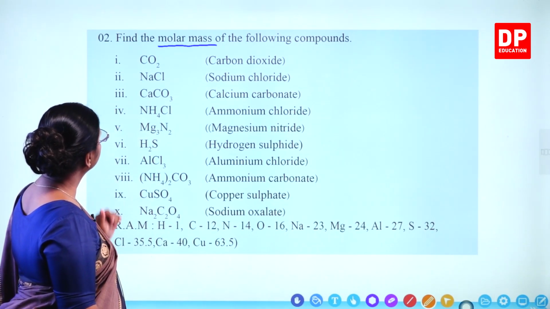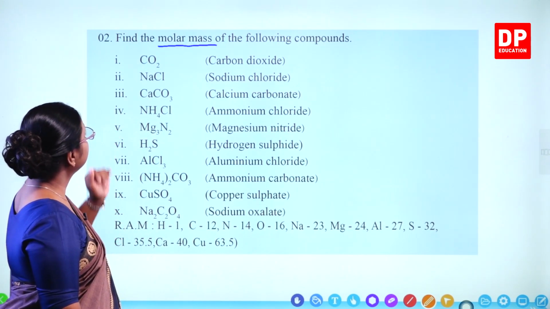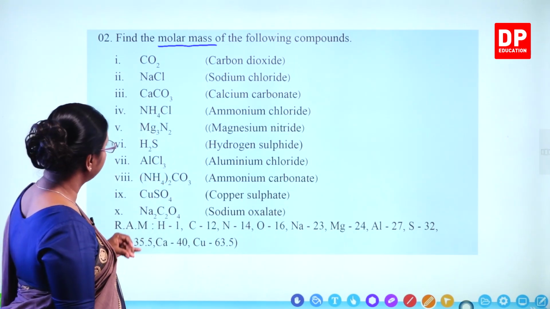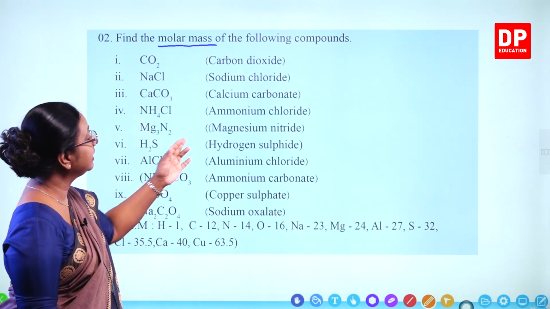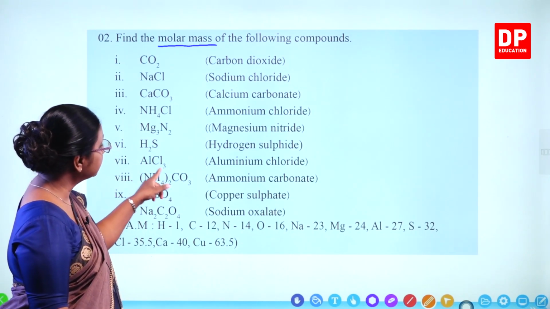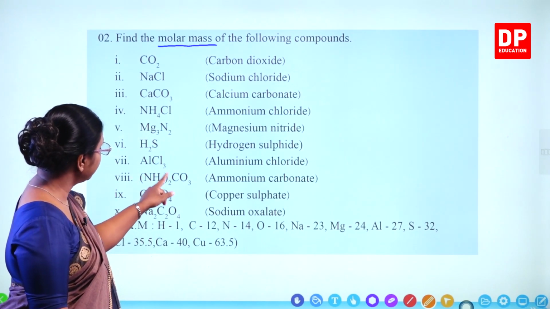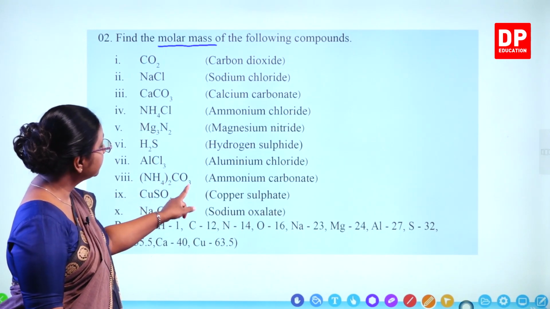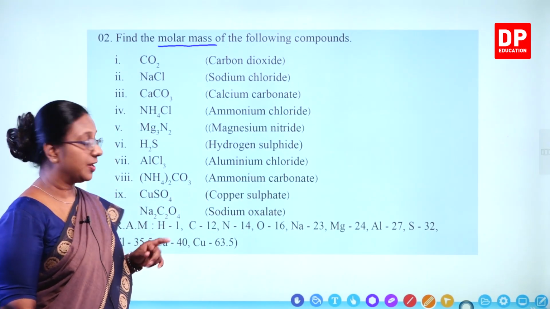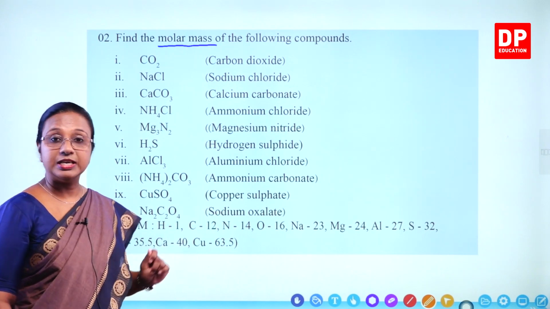The compounds given to you are CO2, carbon dioxide, then NaCl, sodium chloride, CaCO3, calcium carbonate, NH4Cl, ammonium chloride, Mg3N2, magnesium nitride, H2S, hydrogen sulfide, AlCl3, aluminium chloride, (NH4)2CO3, ammonium carbonate, CuSO4, copper sulfate, Na2C2O4, sodium oxalate.